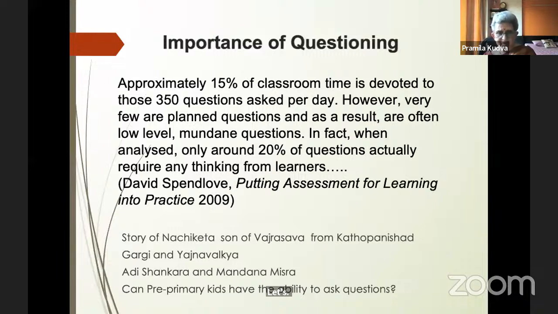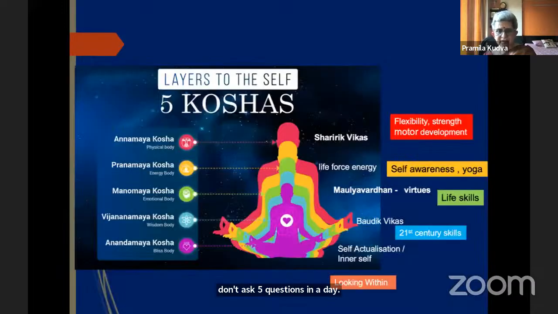And we are the ones who keep telling them, quiet. Now for next 5 minutes, nobody is going to talk. We are the ones who are stopping them from asking questions. That is why when the students are at home, I believe they ask something like 50 questions or more per hour when they're awake. But when they come to school, they don't ask 5 questions in a day. So we have to encourage questioning ability in the children.